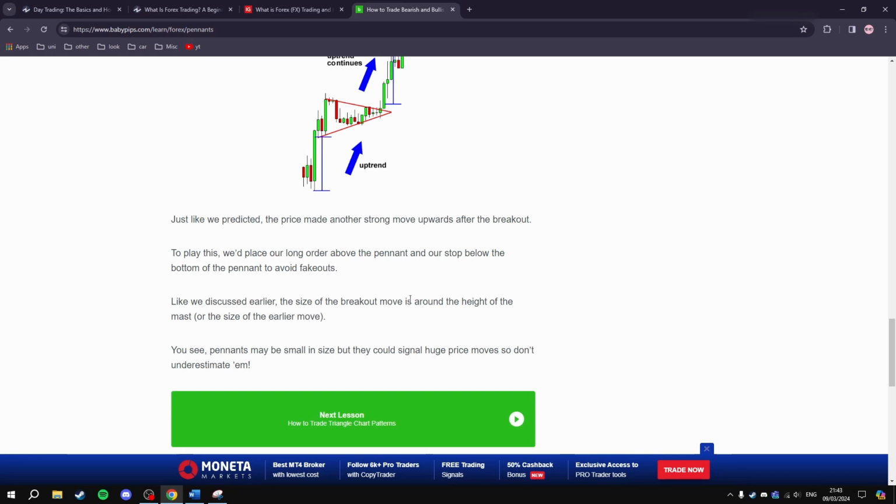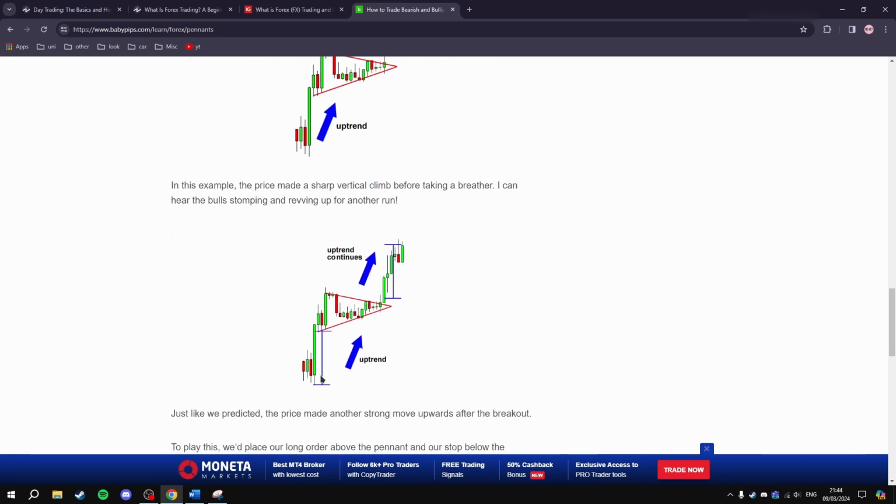Like we discussed earlier, the size of the breakout move is around the height of the mast or the size of the earlier move. You see, pennants may be smaller in size, but they could signal huge price moves, so don't underestimate them.